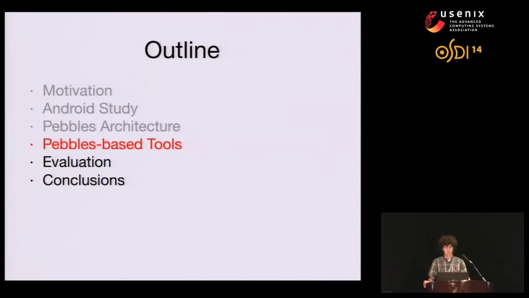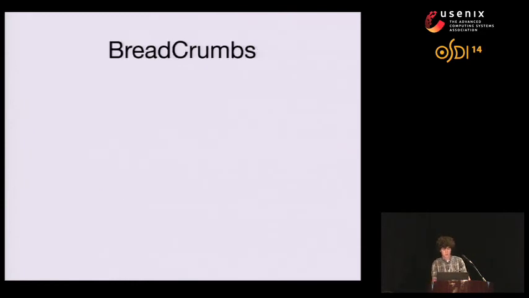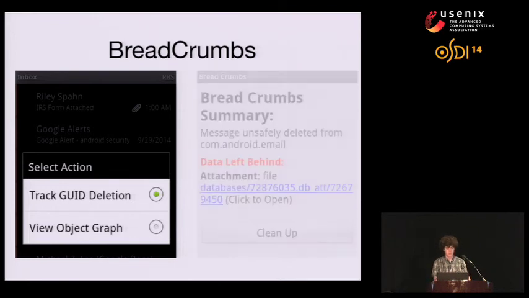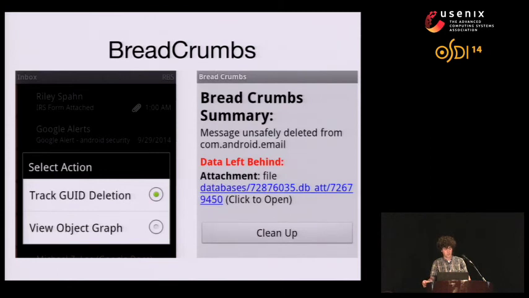So now I'm going to talk a little bit about the deletion auditing application Breadcrumbs that I mentioned earlier in the presentation. Using Breadcrumbs, a user can select an item that should be tracked for deletion, such as in the screenshot where the user selected an email message to be deleted. After deleting the email, the user will navigate to the Breadcrumbs Explorer tool on the right to see if the data was deleted as requested, as in this case it was not.